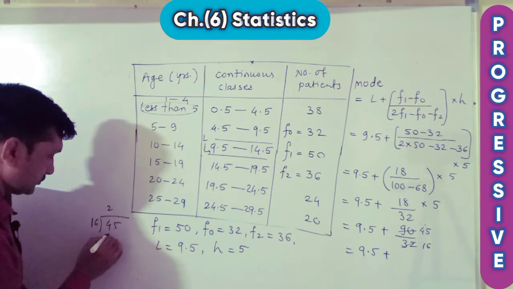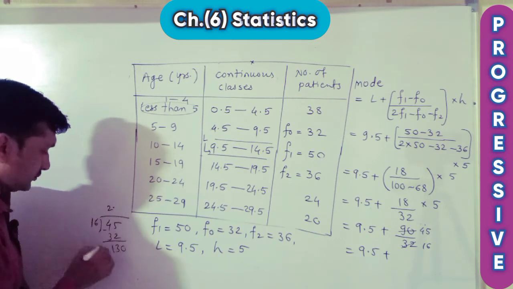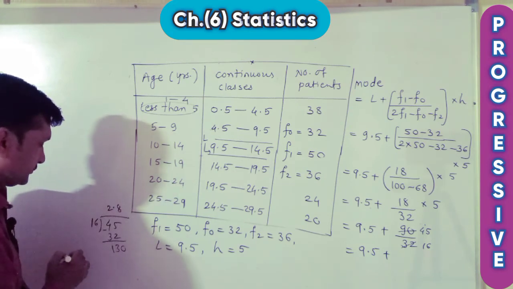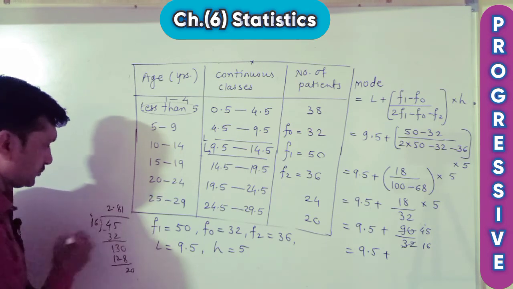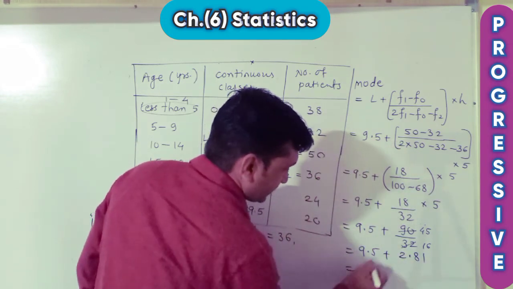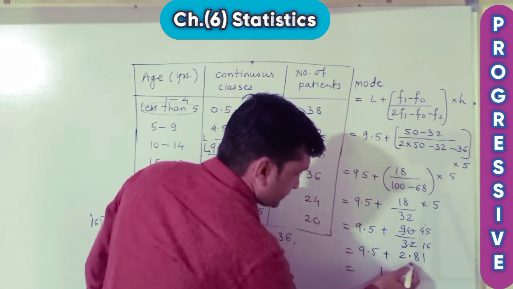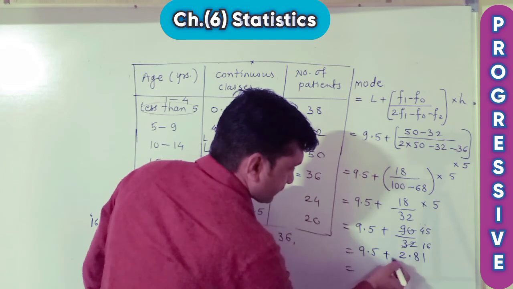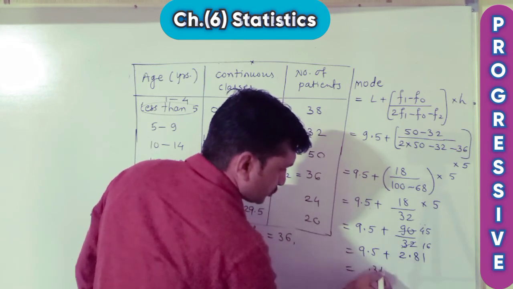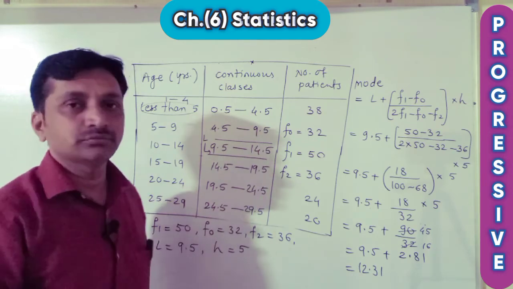16 2s are 32. Here 13, 0 decimal point. 8s are 16, 8s are 20. 1s are 2.81. 2.81, and if we add here we get 1 as it is, 8 plus 5, 13, 3 with 1 carried over, 12.31. This is the mode of this example.